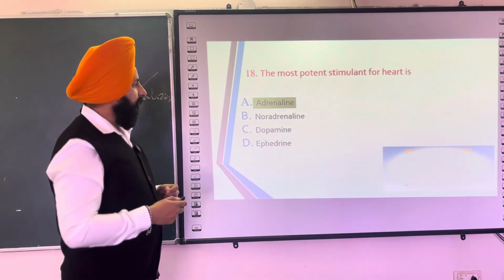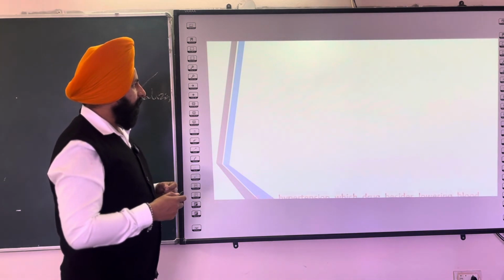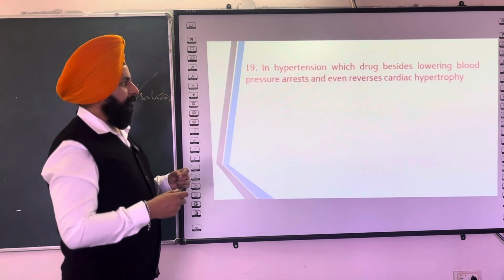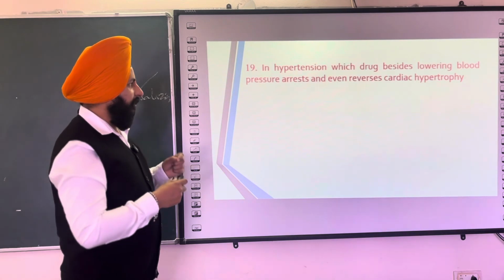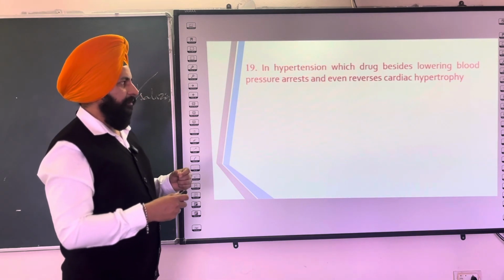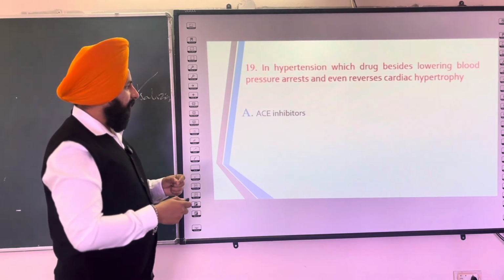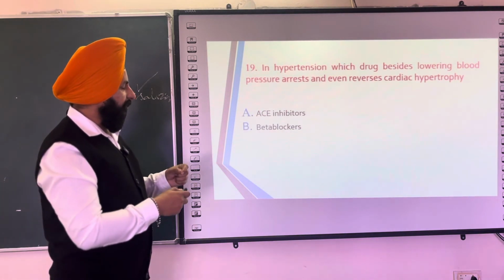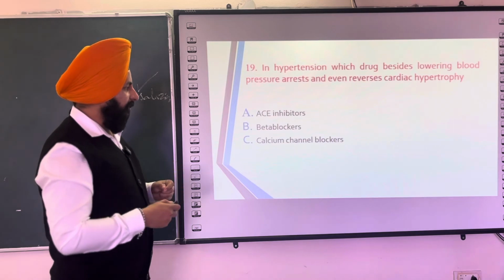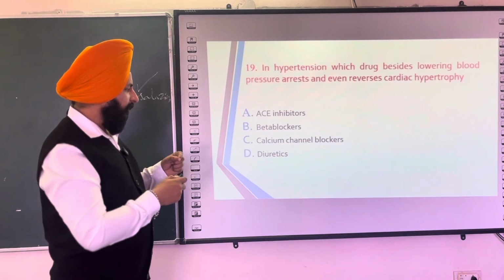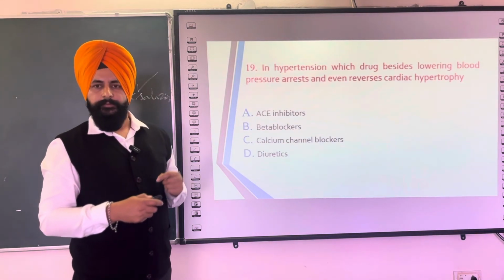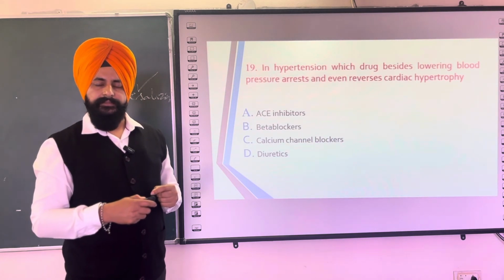The next question for this GPAT series is: in hypertension, which drug, besides lowering blood pressure, arrests and even reverses cardiac hypertrophy? The options are ACE inhibitors, beta blockers, calcium channel blockers, and diuretics. You can choose the correct answer for this question.